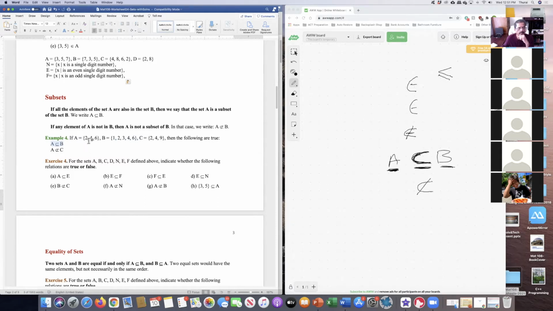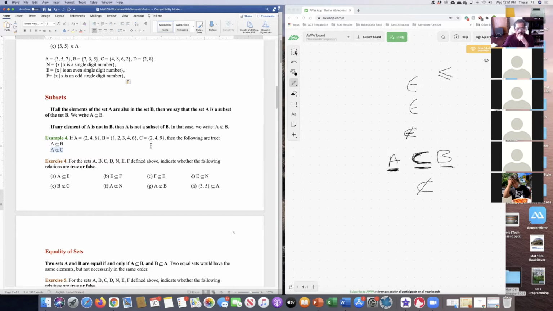Yes. Everything in A is also in B. So that's when A is a subset of B. The second statement says A is not a subset of C. Is that true? Yes, it is. It is true, because A has the number 6 that is not in C.